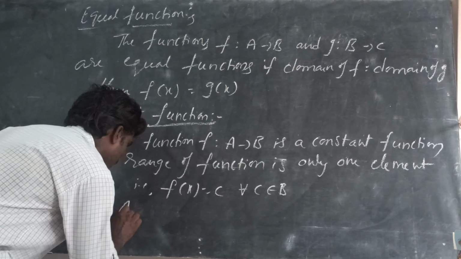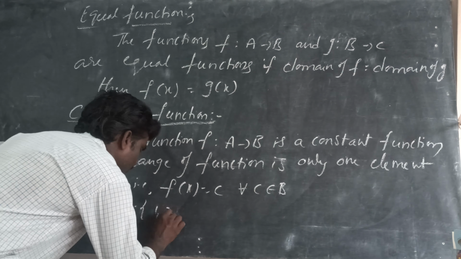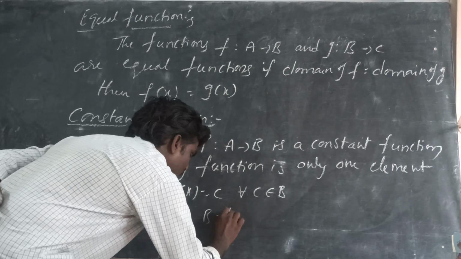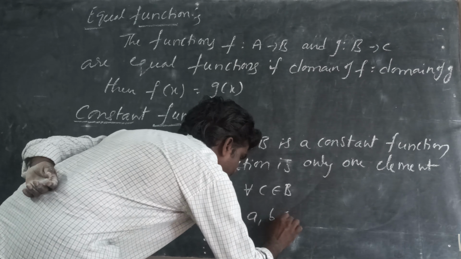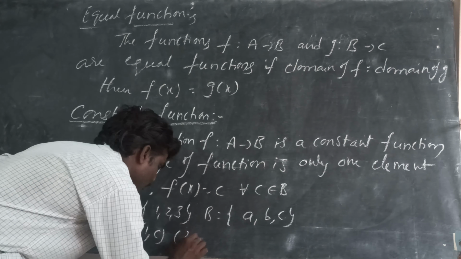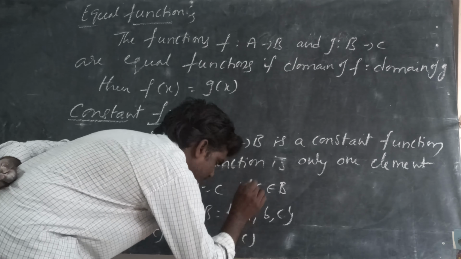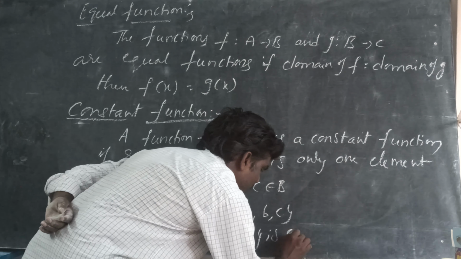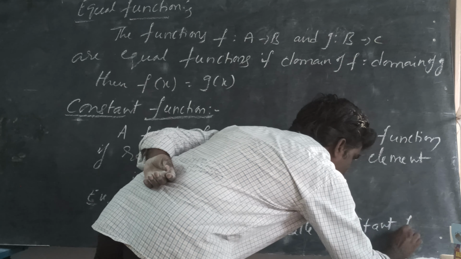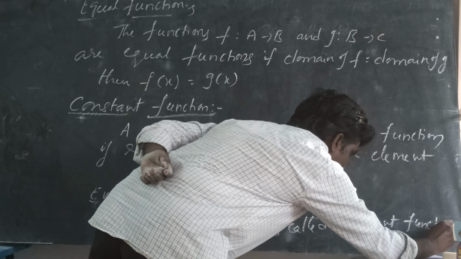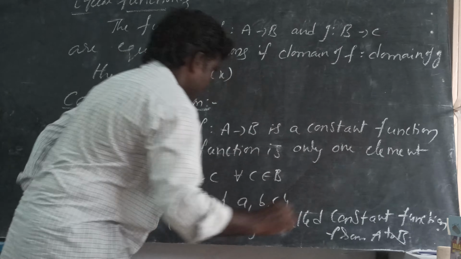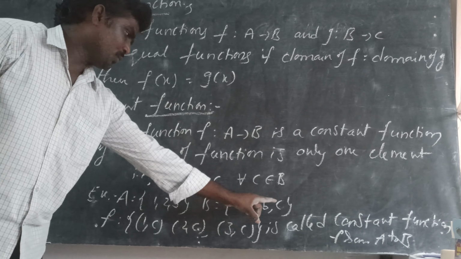For example, A is equal to 1, 2, 3, B is equal to a, b, c. Then f from 1 to c, 2 to c, 3 to c is called a constant function from A to B. Here the three elements are mapping with only one element.